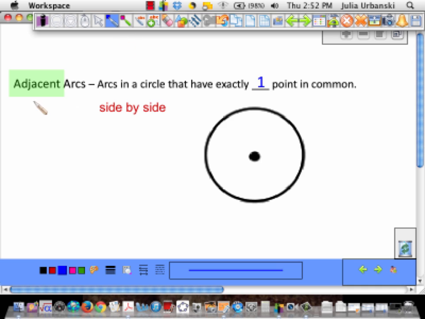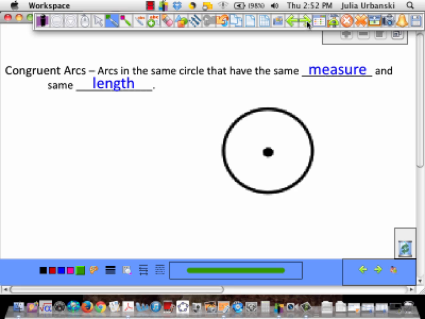Adjacent arcs are arcs that are side by side. It's like they're neighbors. They are sharing one point in common. So here's a blue arc, and here's a green arc. And they're adjacent. They are side by side. And that's what adjacent means. It's like they're next door neighbors to each other.